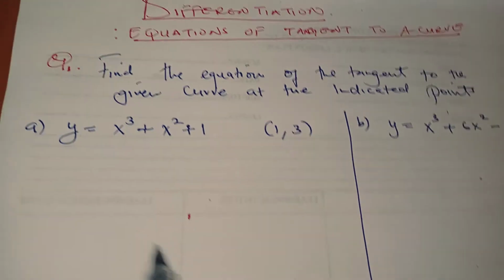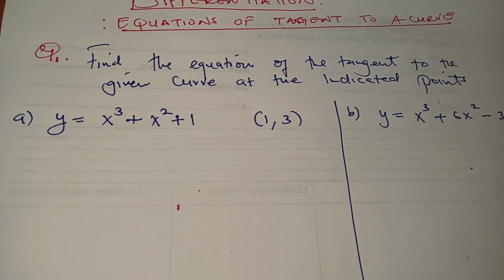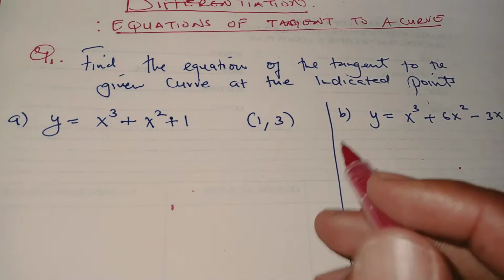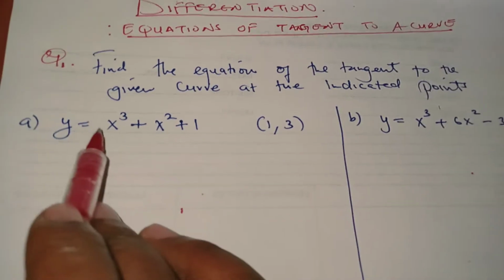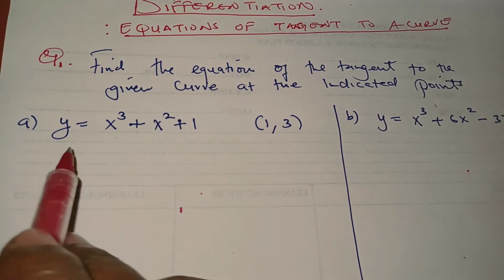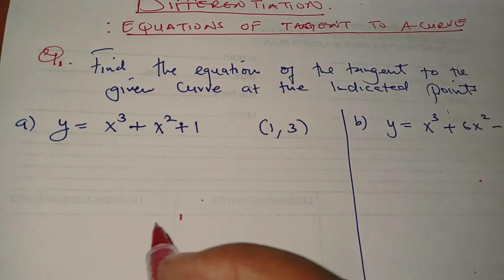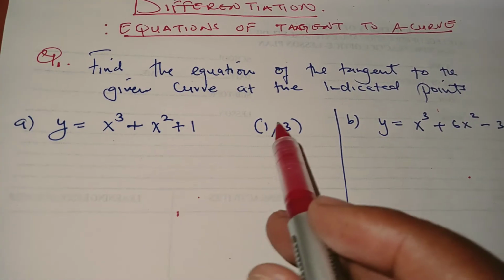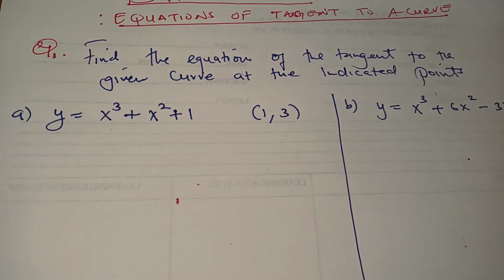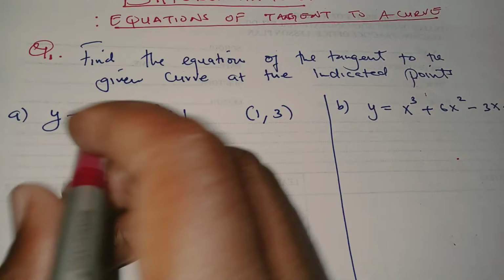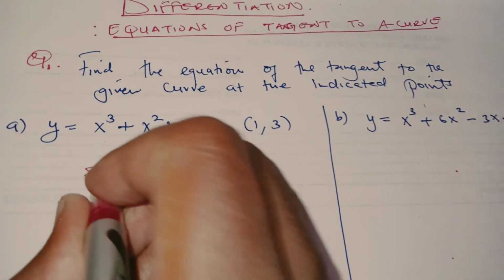And so what we're going to do here in the solution bit, we're going to differentiate this function, and then we substitute the value of x into that derivative so that we can obtain the gradient, which then together with this point will allow us to get the equation of the tangent to the curve. All right, so let's get started. So we now have our solution here.